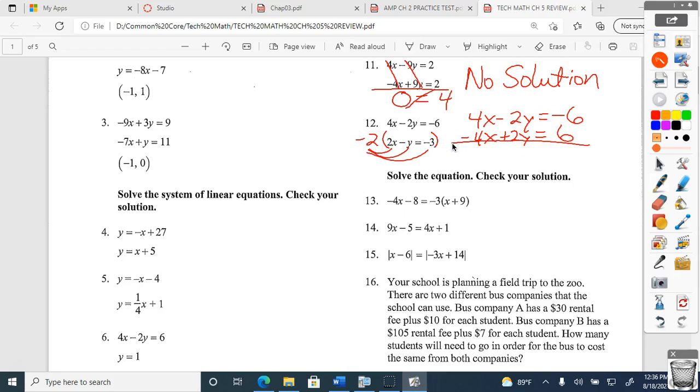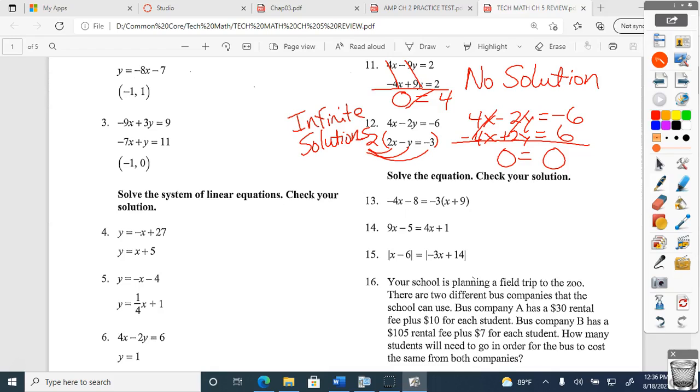Oh, look what happens here. These both cancel, so I'm left with 0. And -6 and 6 do what? Cancel. So that's, does 0 equal 0? Yes. So this question's answer is infinite solutions. Okay, so 11, when it wasn't true, it was no solution. 12, it was true, 0 equals 0, so it's infinite solutions.